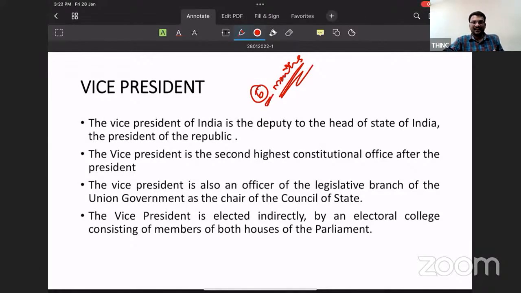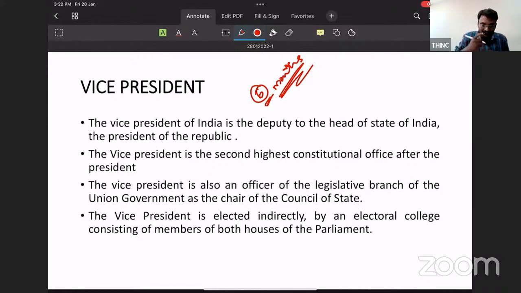So up to that time, he can continue to be the president. But when the 6 months are over, the new president must come. The Electoral College must elect a new president. So we can come to the vice president. He is the deputy head of the state, the second person in the nation.